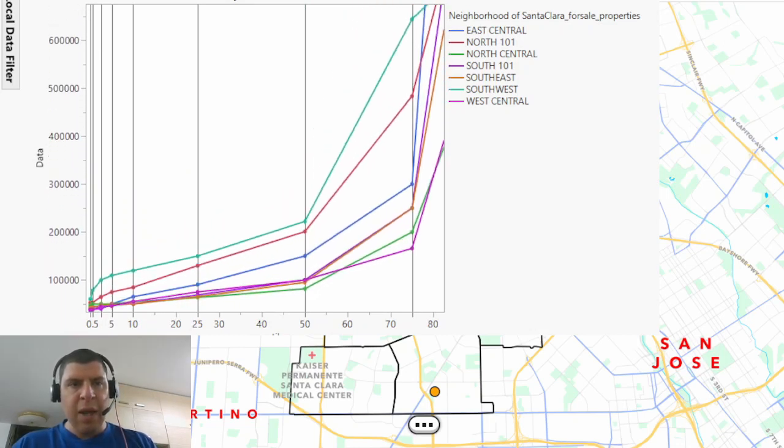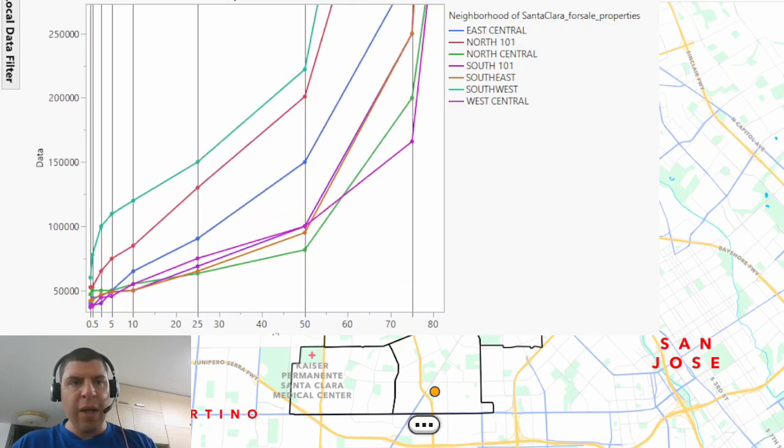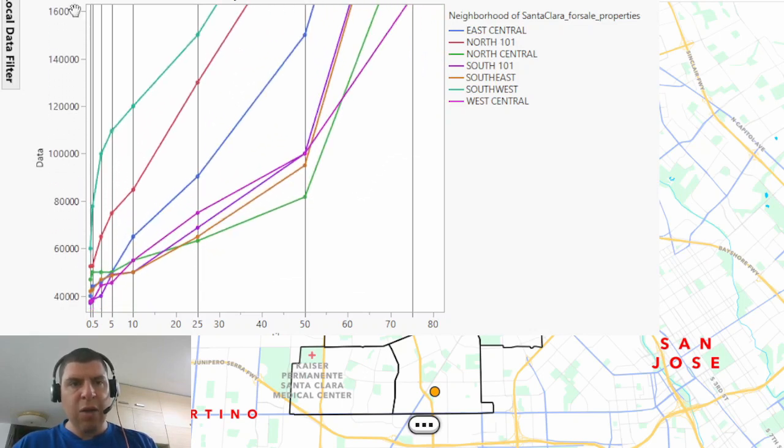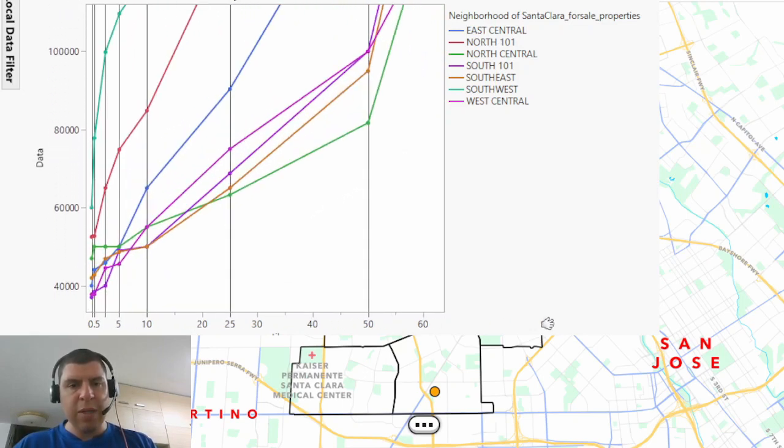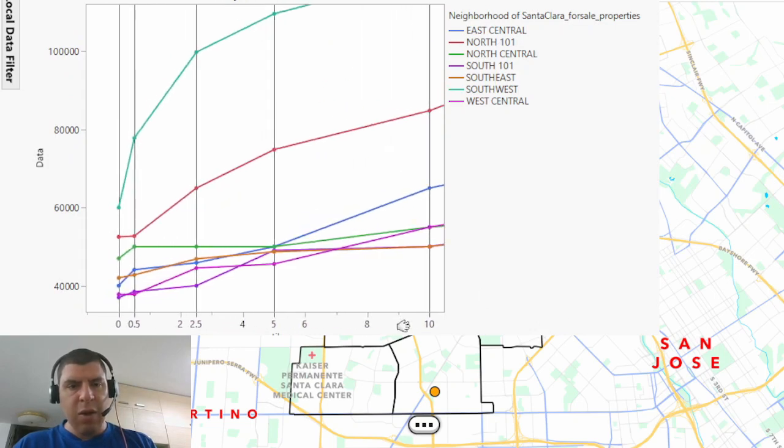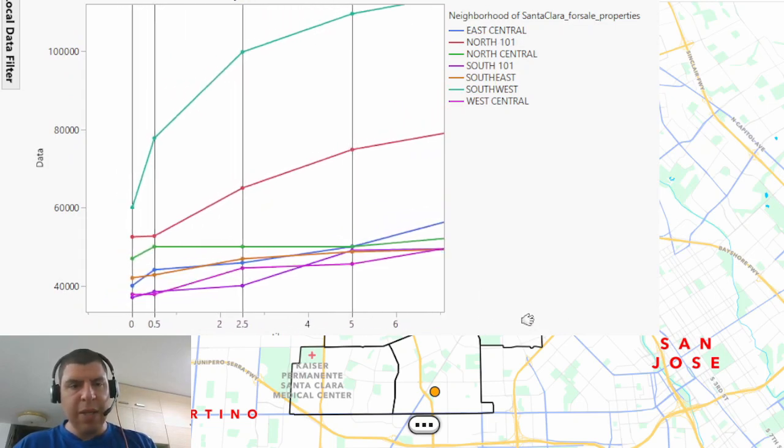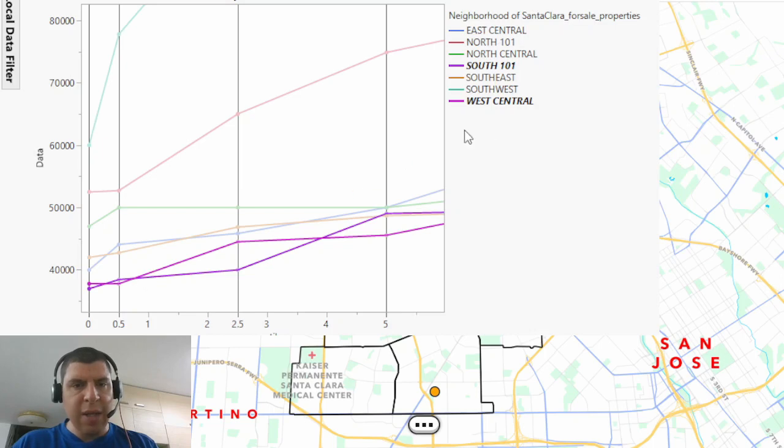Zooming back in, if you're interested in just buying into a specific neighborhood and you're looking to get one of the cheaper properties that are there, then you might want to be looking for what's the best deal. We can see here, as I discussed before in the previous graph, that West Central and South 101 are the cheapest properties. You can see here exactly how those prices increase. They increase in a very steady manner.